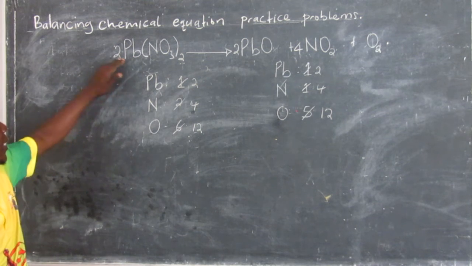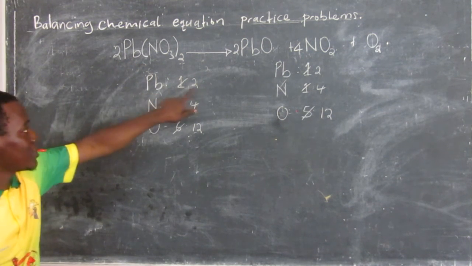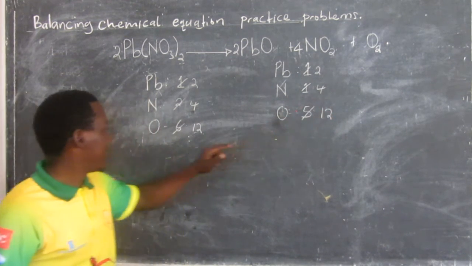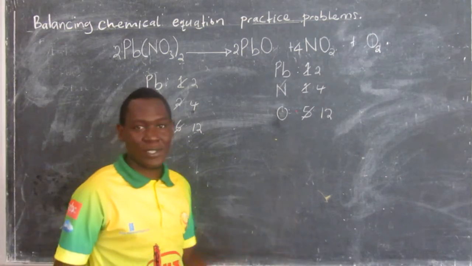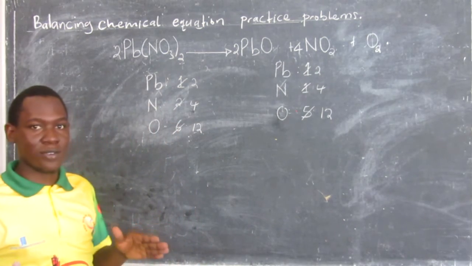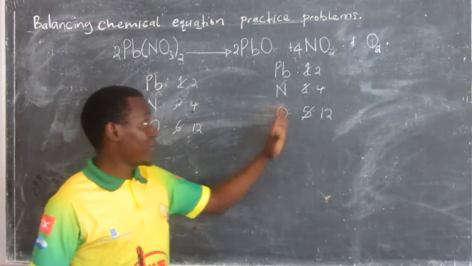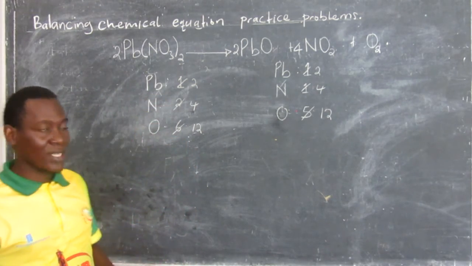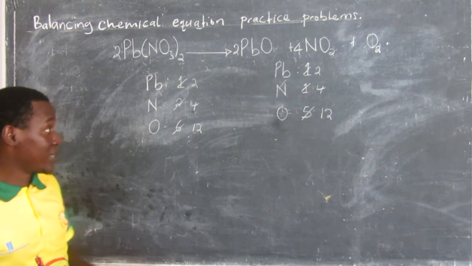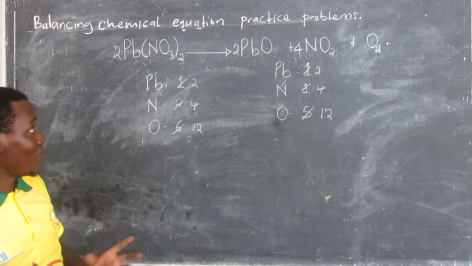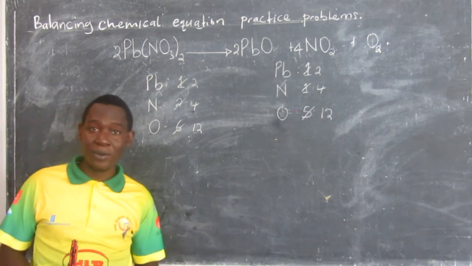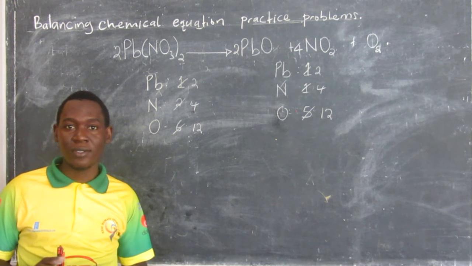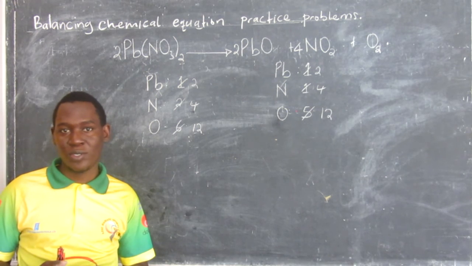I have 2 leads, I have 2 leads, I have 4 nitrogens, I have 4 nitrogens, I have 12 oxygens, I have 12 oxygens. By doing that, I've made the atoms on the reactant side to be the same as the atoms on the product side. These are some of the procedures we follow when we're balancing equations. My dear students, today I'll stop here on this example. You go in textbook and look for more numbers and you try out. You get to learn how to balance these equations.